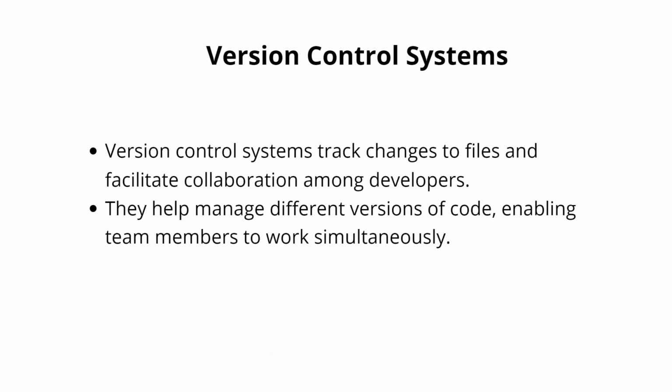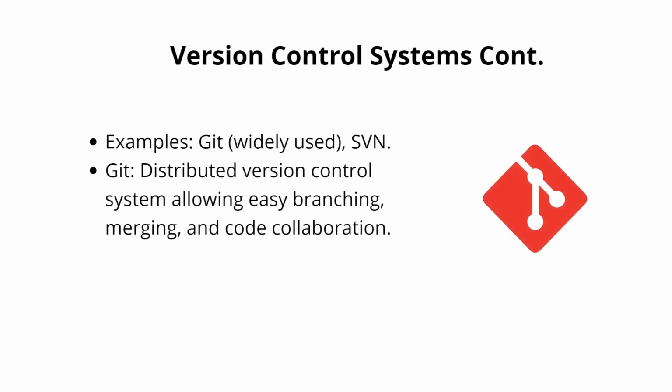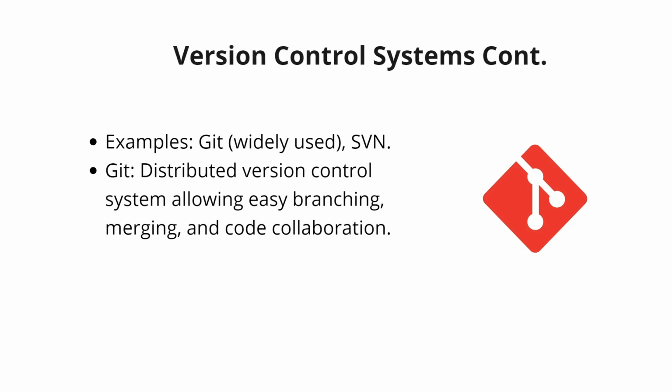Version control system. Version control systems track changes to files and facilitate collaboration among developers. They help manage different versions of code, enabling team members to work simultaneously. Examples are Git, SVN, and Git is widely used. Git is a distributed version control system allowing easy branching, merging, and code collaboration.